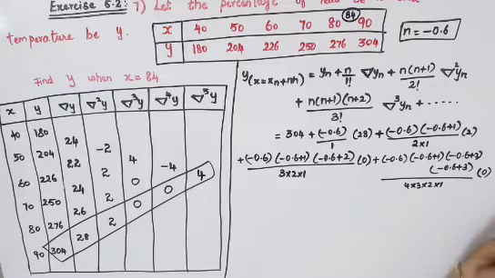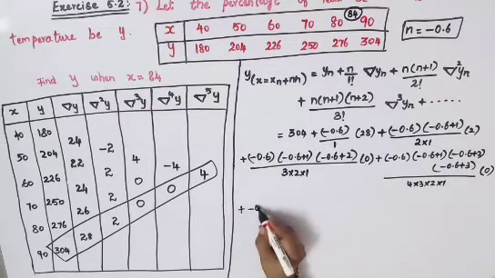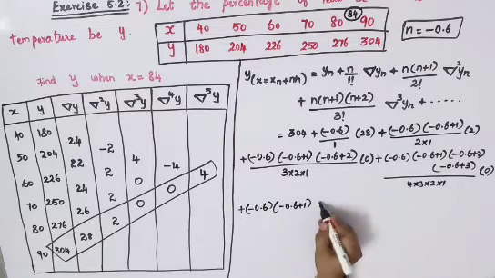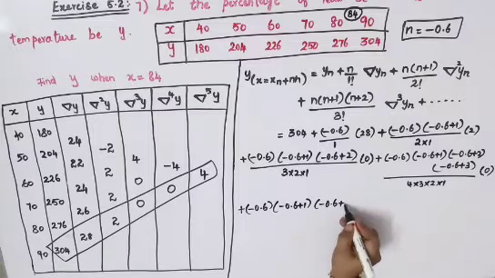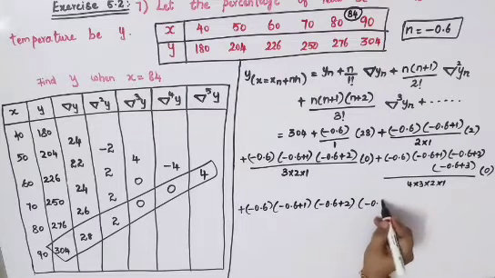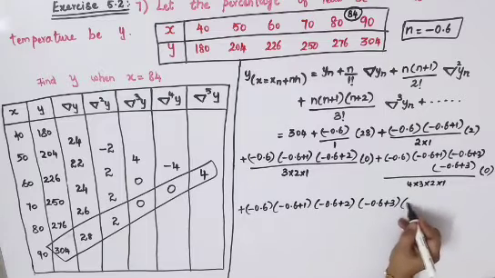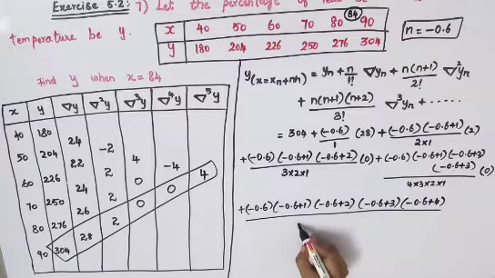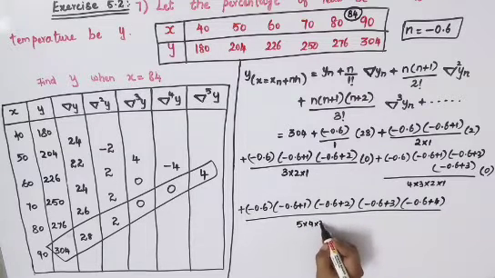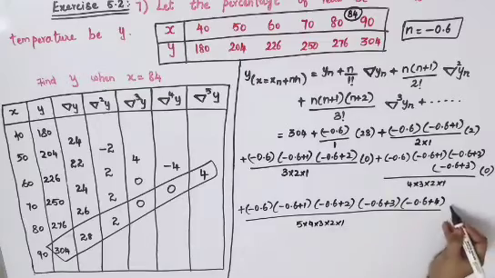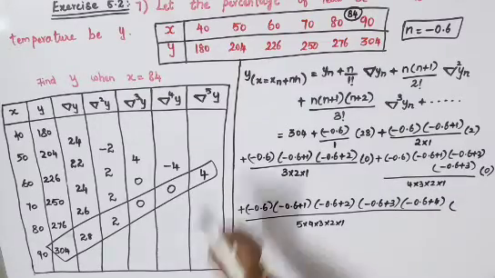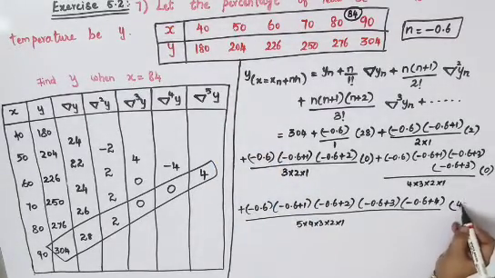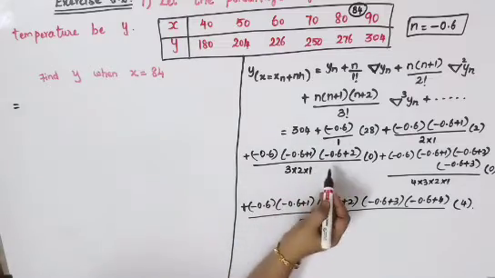So into 0 we will get 0. Plus minus 0.6, minus 0.6 plus 1, minus 0.6 plus 2, minus 0.6 plus 3, minus 0.6 plus 4, divided by 5 factorial, 5 into 4 into 3 into 2 into 1, into Δ power 5 yn. So for Δ power 5 y, in that you will have to see that value. So it is 4 equal to 3 steps for solving.